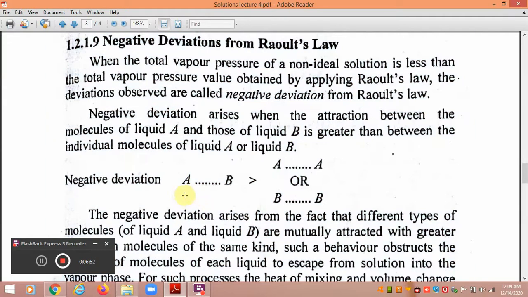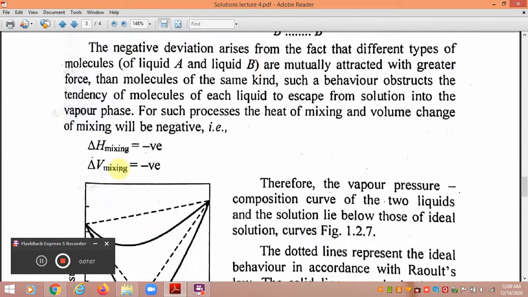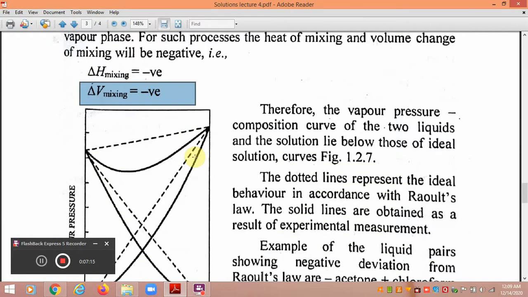So here this is the simple case. If the attraction between the molecules of different types is greater than the attraction between the molecules of the same type, then this negative deviation is observed from Raoult's law. The negative deviation arises from the fact that delta H of mixing, that is, the change in enthalpy of mixing, is negative, and the change in volume of mixing is also negative.